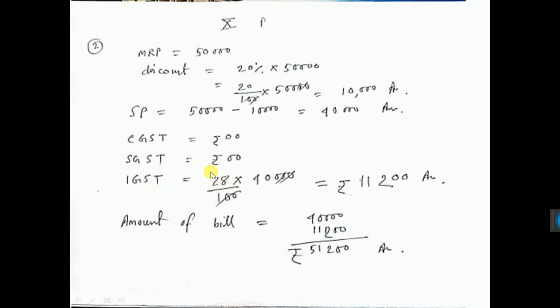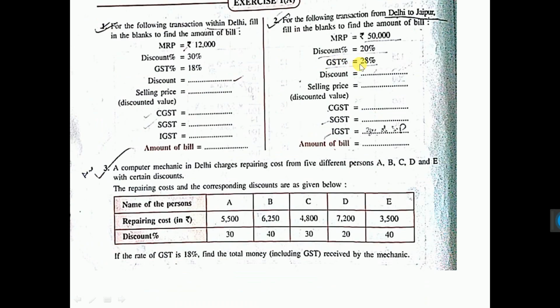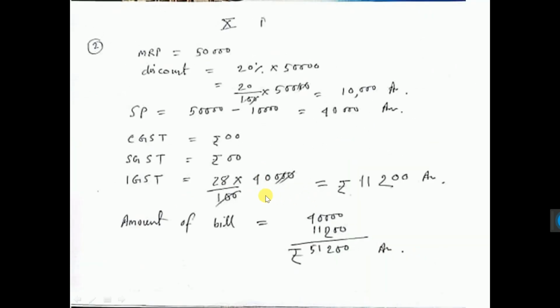That is why we will calculate only IGST. And IGST is 28% because in the sum you see that 28% GST, that whole amount will be calculated in IGST. So 28% means 28 by 100 into SP. On SP we have to calculate. So if you calculate, it is coming 11,200 as the IGST. Now the amount of the bill, that is selling price plus GST, is coming 51,200. This is the amount of the bill.